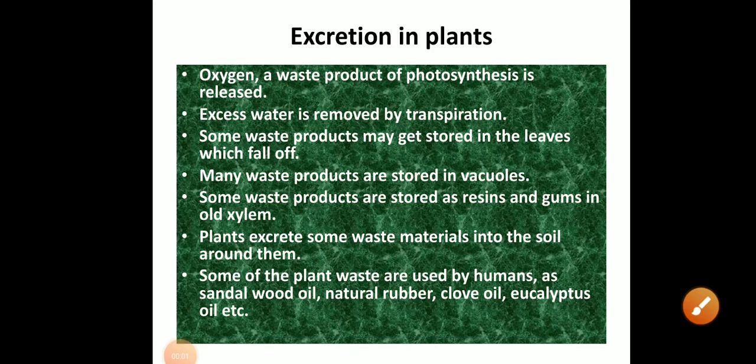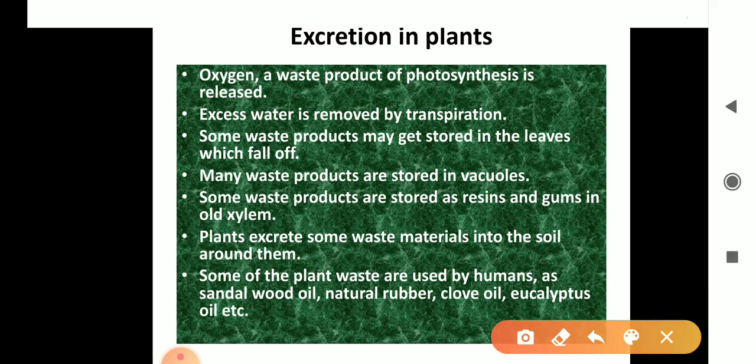Okay, now the last topic of the chapter is excretion in plants. Plants do not have an elaborate excretory system like the higher animals. The reason is quite obvious. The waste products of important life processes of the plant, like photosynthesis and respiration, do not pose any threat to the plant. But what is the process? How do plants excrete their waste products?